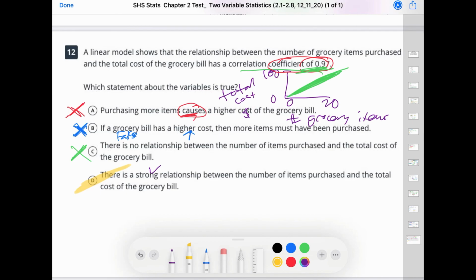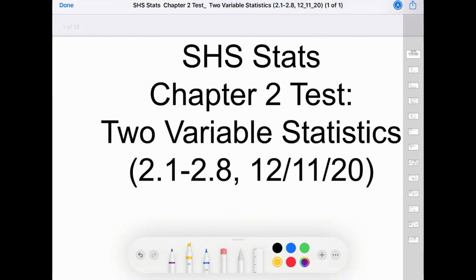Hopefully that was helpful for us to go over. It started out with graphing tests.